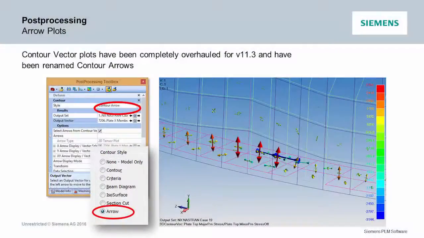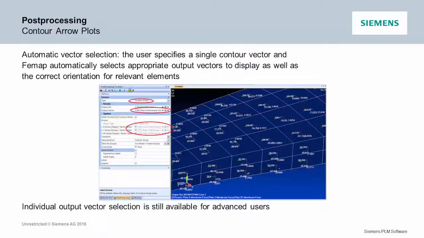Post-processing. We did a complete overhaul of what we now call our arrow plots. They used to be called contour vector plots, which was kind of confusing because we had contour plots and data output vectors that really didn't have anything to do with each other. We were making arrows, so we now call them arrow plots. And we set this up so that when you pick something like membrane forces, X, Y, or shear, it automatically goes and gets the other components and plots them at one time. It just does it for you. You don't worry about it.